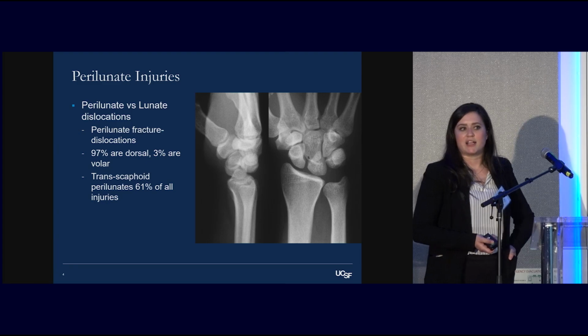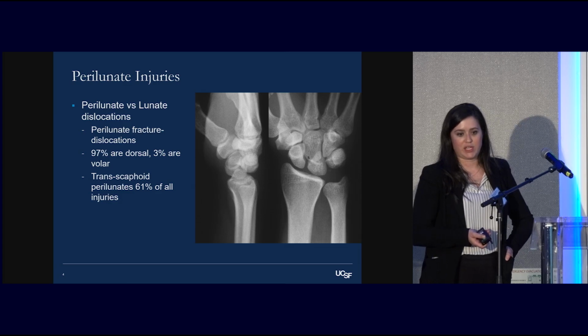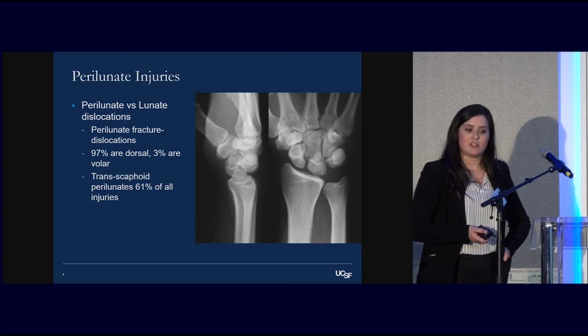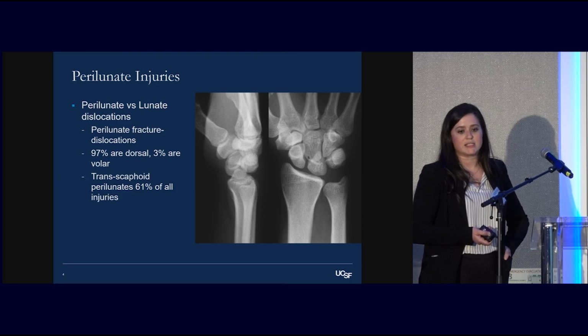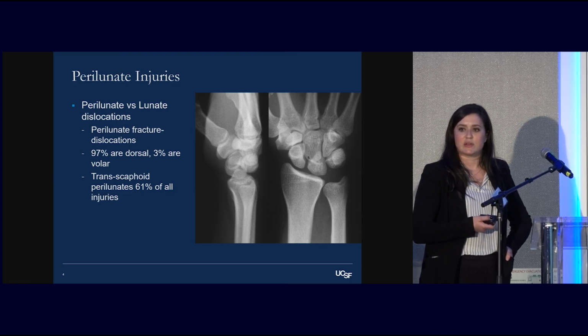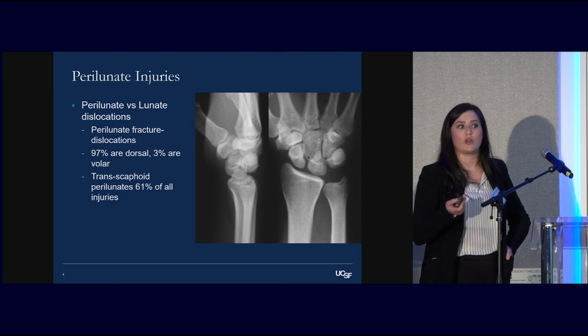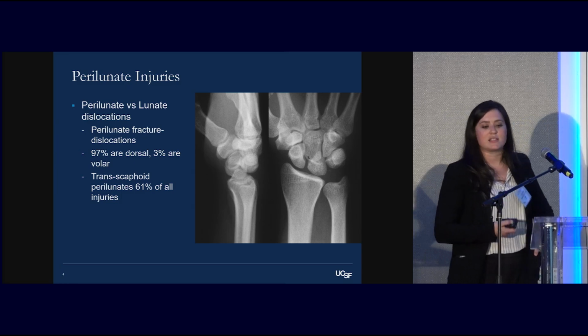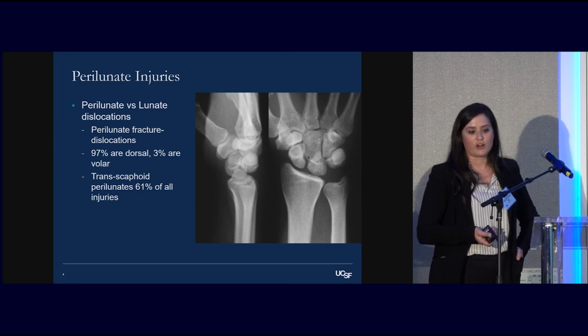And the question I often ask our residents is, what exactly is the difference between a perilunate and a lunate dislocation? So a perilunate is where the carpus itself dislocates dorsally, but the lunate remains intact in line with the distal radius. A lunate dislocation is the last stage of the Mayfield Classification, which we'll go through in a few seconds, and that is where the lunate itself actually dislocates volarly into the space of Poirier. I'm sure you remember that from residency, good times. Transcaphoid perilunates, as well as other fracture dislocations, can occur, and that occurs in about 61% of all of these injuries.